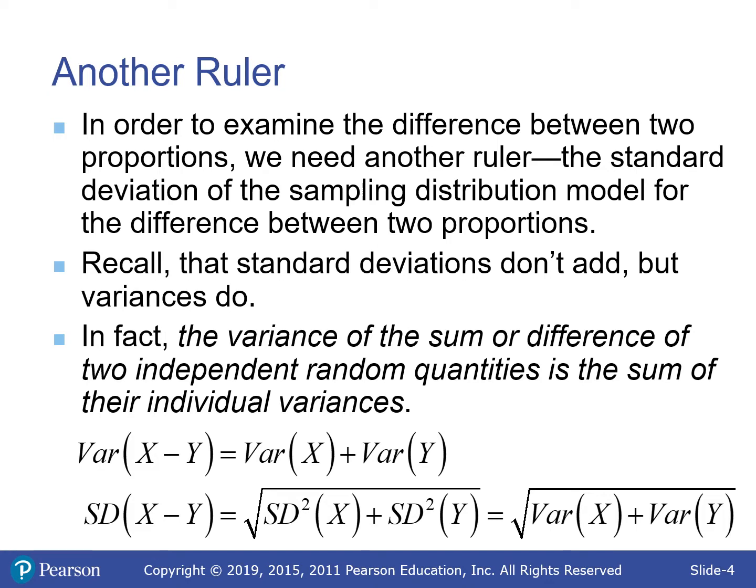So when we're examining the difference between two proportions or anything else, we always have to have the standard deviation. Well, remember, standard deviations don't add, but the variances do. So when we are subtracting or adding two random variables, we always add the variances. So we could take the standard deviations, square them, add them together, and then square root to find the standard deviation of a difference, which is going to come in handy very, very soon.